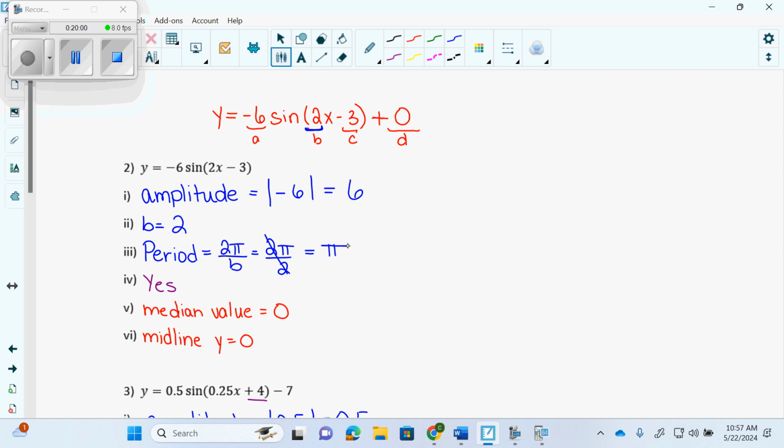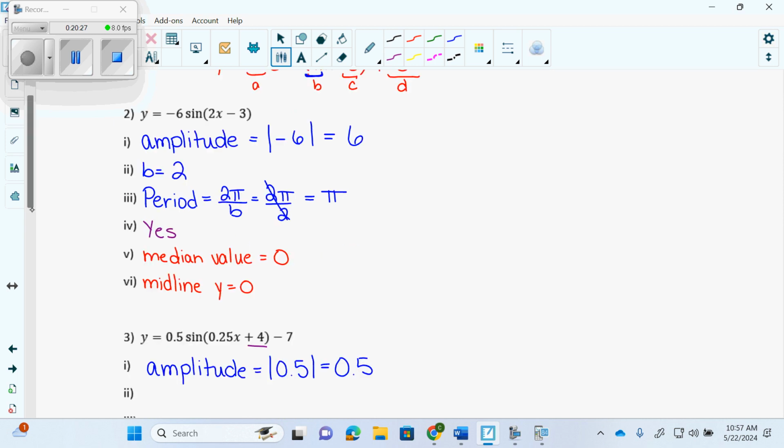This one's repeating itself in 3.14. Which one has a smaller period, this one or the previous one? The previous one repeated itself in 6.28. This one repeats itself in 3.14. Which one repeated itself faster? This one. And the previous one has a bigger period, a longer period. It takes longer to repeat itself, correct? Because you can turn these into decimals, just compare decimals, right? That's it.